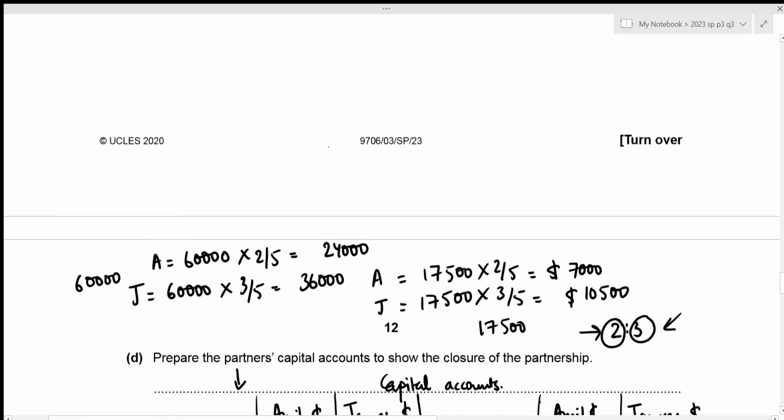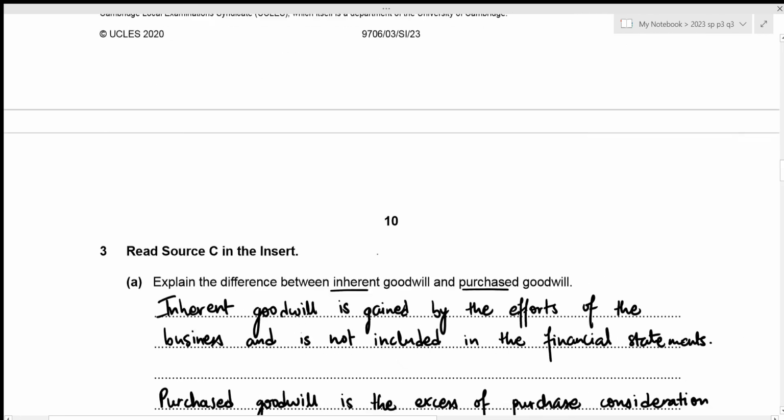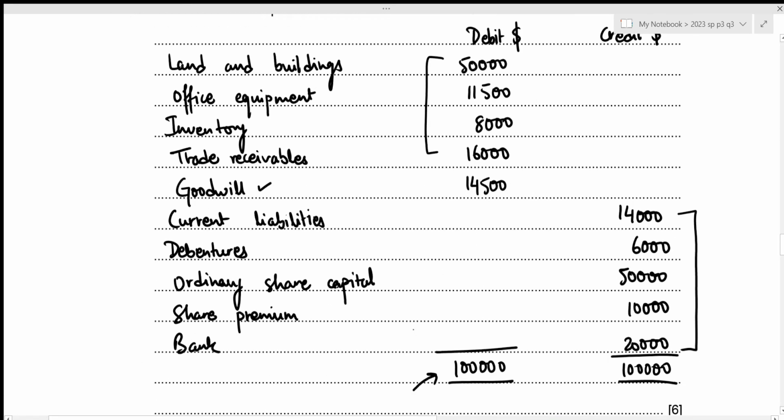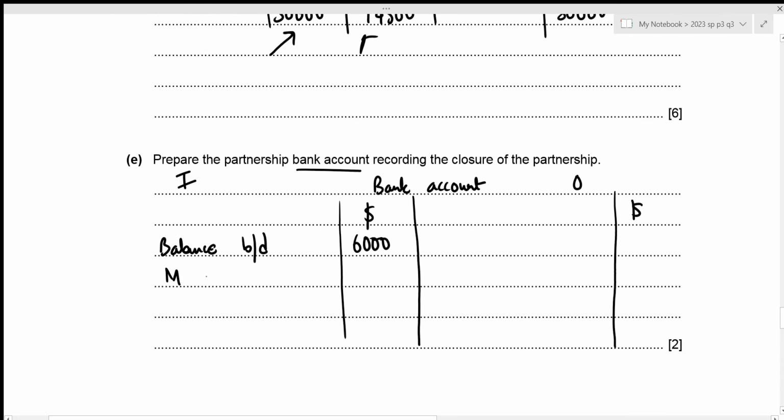Let's do that. So that's balance brought down of 6,000. Then we were also told that M Limited paid 20,000 into the partnership's bank account. Right here, we're told that the balance of the sales proceeds will be 20,000 and will be paid into the partnership's bank account, which means that this amount of 20,000 will increase our bank account balance, which should be recorded on the debit side. Let's do that. So that will be M Limited with the amount of 20,000.